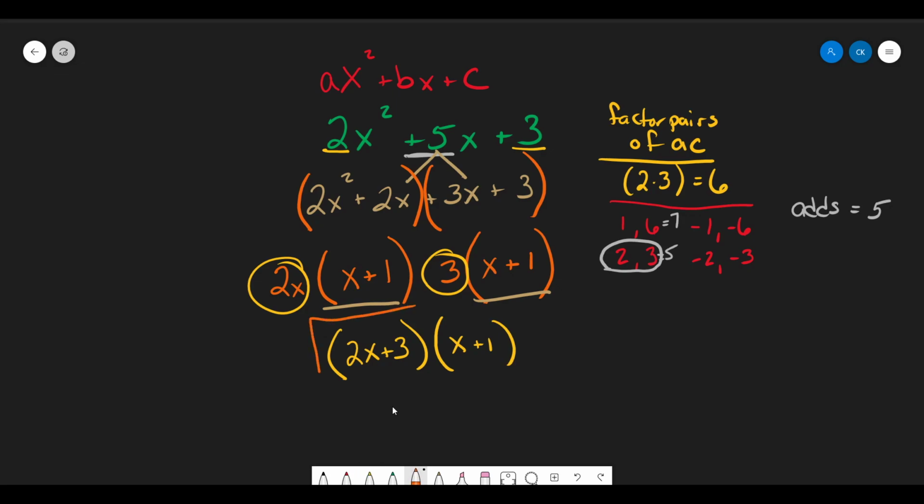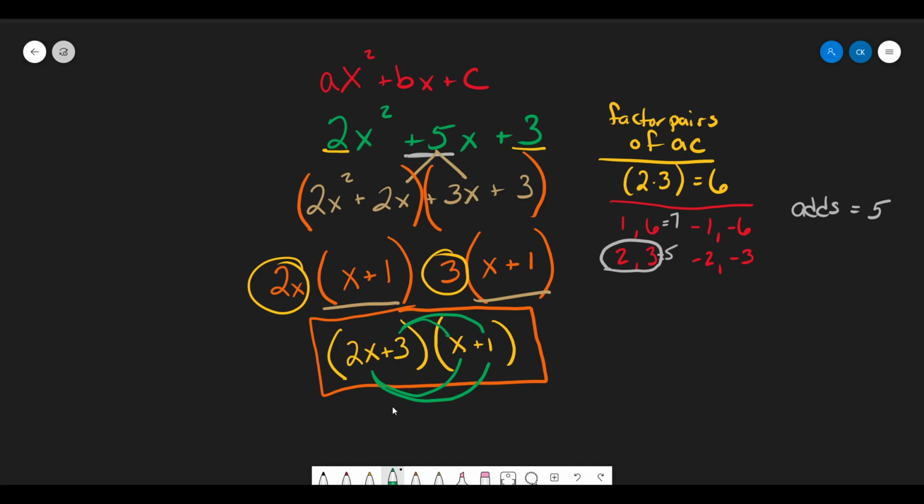This would be my final answer. This would be the fully factored form. And again, I can always check this. If I needed to, I can just take this and double distribute. I can take the 2x, distribute it to both. I can take the 3, distribute it to both, and see if I get 2x squared plus 5x plus 3. And in this case, I would.